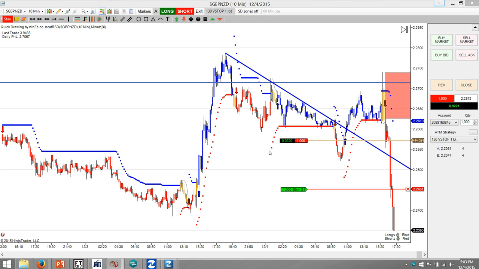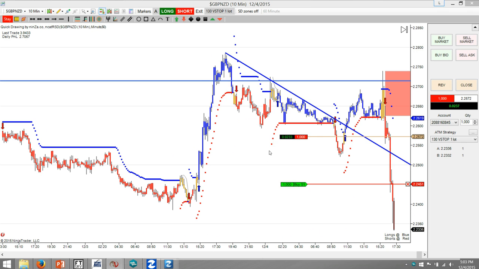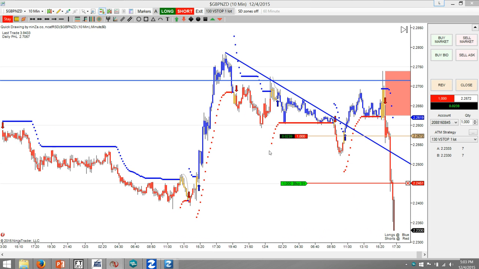How you doing, traders? Welcome back. We're at 220, 235 on the Great British Pound, New Zealand dollar. Trailer's already locked in at 120 pips. I guess it's got to go 2, 3. See if we're going to get there. I don't know, because we got to get to at least.